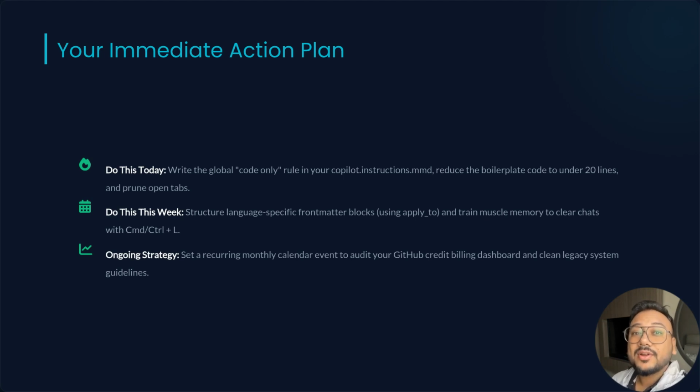This week, set up your language specific apply underscore to scoping, start using ask mode for your simple requests, and build the muscle memory to clear your chats using the keyboard shortcut. And ongoing, check your team's usage dashboard once a week to spot outlier spenders and audit your settings monthly.